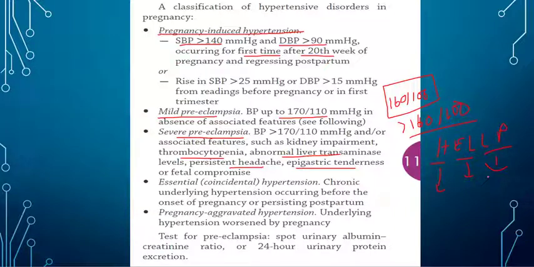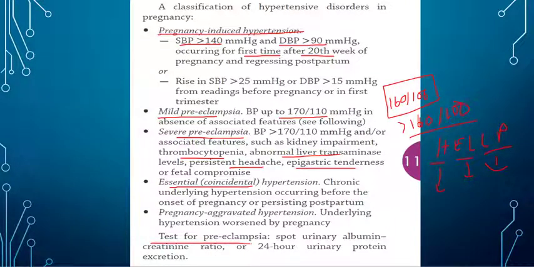If a preeclamptic patient develops headache, blurring of vision, epigastric or right upper quadrant tenderness, you should think that it's most likely going to be an impending eclampsia. That means this patient is most likely going to have eclampsia in few days or weeks' time. Okay, so these are the important things that you need to remember. And then there is essential hypertension, which occurs before pregnancy or during first 20 weeks of pregnancy.